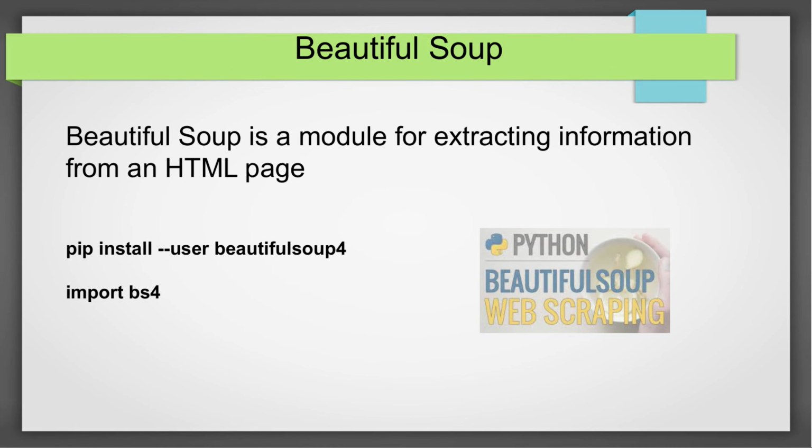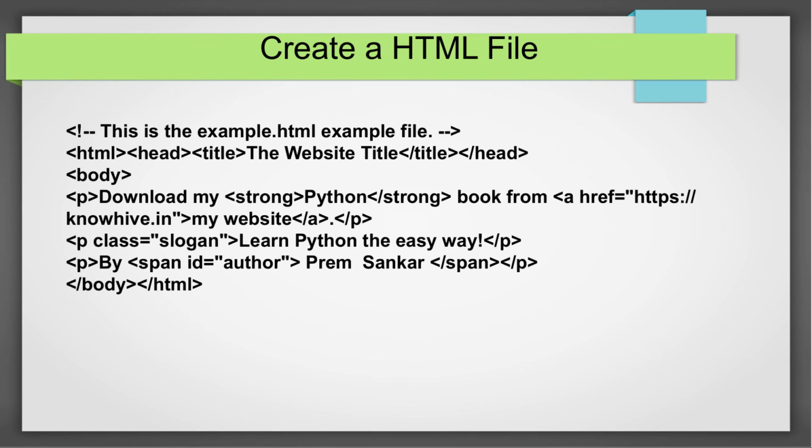BeautifulSoup is a module for extracting information from an HTML page, and is much better for this purpose than regular expressions. The BeautifulSoup module's name is bs4, for BeautifulSoup version 4. To install it, you will need to run pip install from the command line, while beautifulsoup4 is the name used for installation. To import BeautifulSoup you run import bs4.